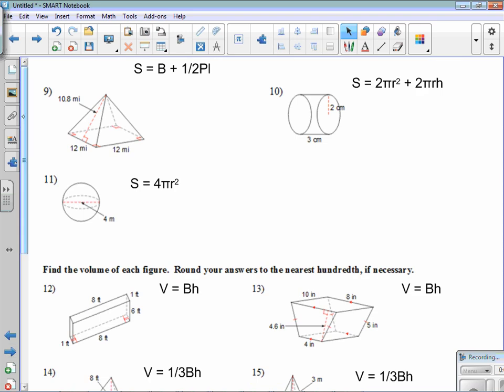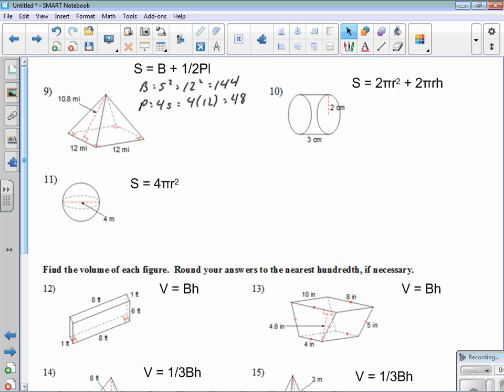Alright, so a few more still finding surface area of. Number 9 is a pyramid, but this time it's a square-based pyramid. So area of the base is a side squared, or 12 squared, which is 144. The perimeter for a square is just 4 times the length of a side. Just 4 times 12, 48.